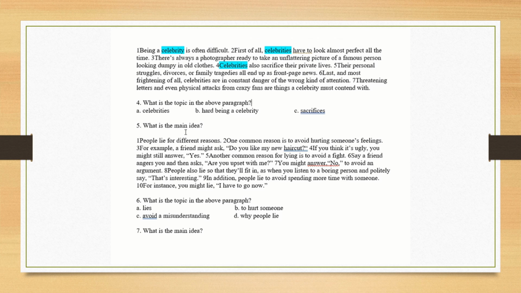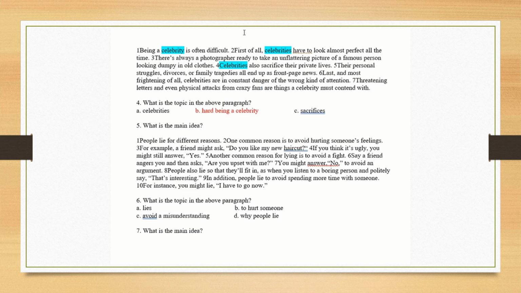The paragraph doesn't just talk about celebrities. When you say the word celebrities, is it about black celebrities, white celebrities, Asian celebrities, homosexual celebrities, heterosexual celebrities, Democratic celebrities, Republican celebrities? What is this paragraph about as it relates to celebrities? And it's B. It's hard being a celebrity.